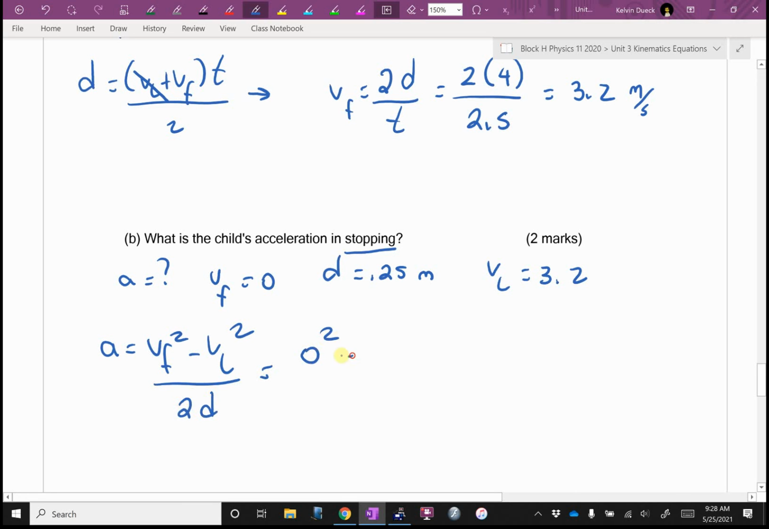It's going to be 0 squared minus 3.2 squared all over 2 times 0.25. I'm slowing down, so I'm going to get a negative acceleration, or if you let down be negative, you will get a positive acceleration because you're traveling down but slowing down, which means you're accelerating up. I'll take either a positive or a negative answer for this one.